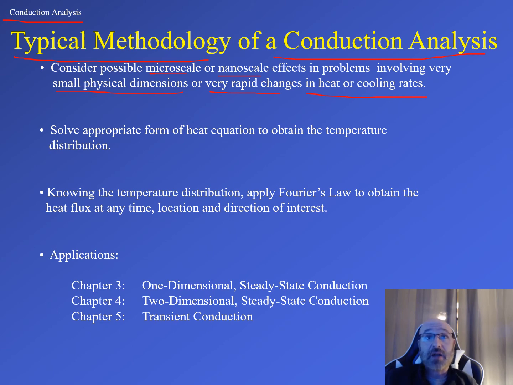Now, in order to obtain this temperature distribution, we're going to need to solve the appropriate form. We talked about a couple of different forms of the heat equation based upon which properties, which materials, what our problem statement is. Then once we have this temperature distribution, we can apply Fourier's law in order to obtain the heat flux at any time, location, and direction of interest. So we talked about that, varying with time, varying with location, depending on what the direction of interest is for us, or where we physically are on the object.